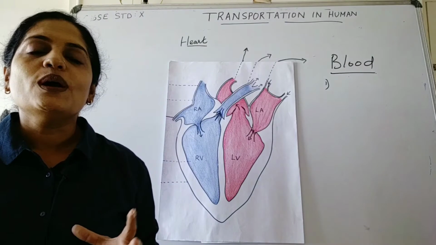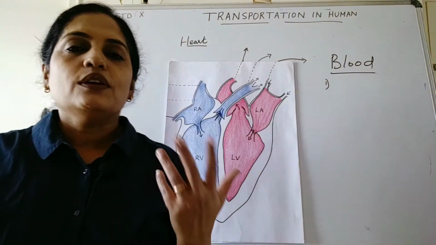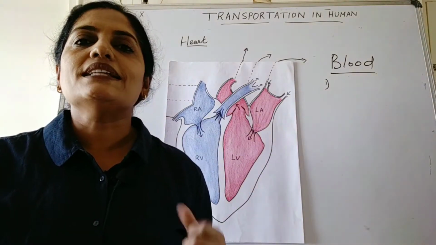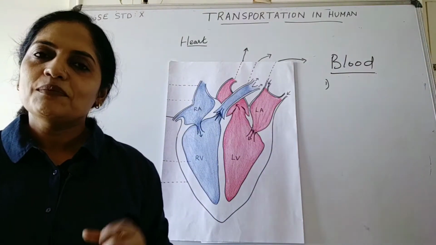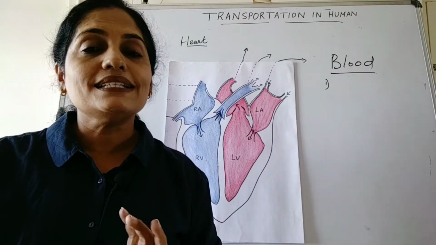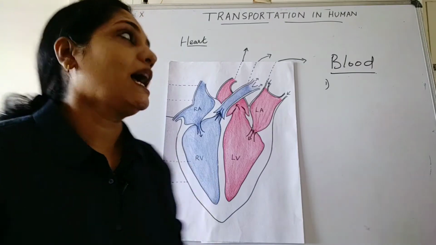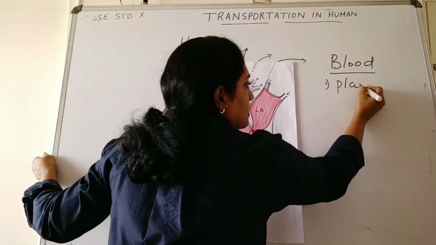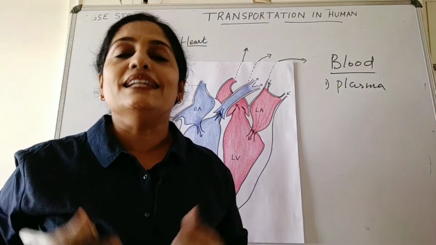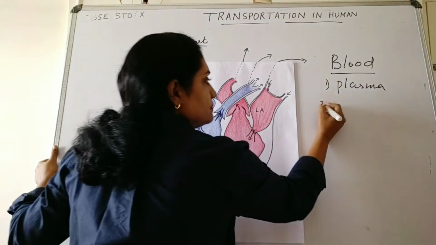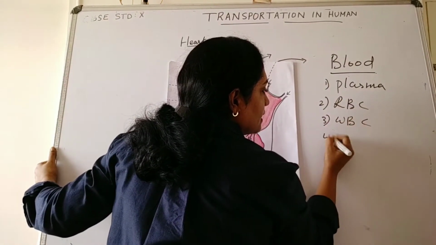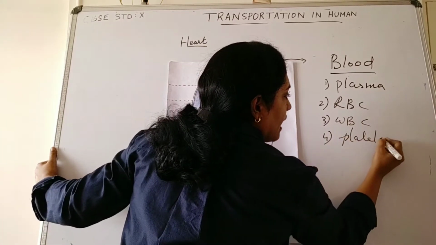As you all know, blood carries carbon dioxide, oxygen, nutrients and all other waste materials in our body. Blood is a fluid connective tissue. This blood contains a liquid medium called plasma, and many cells are suspended in it. Which are the cells? RBC, WBC and platelets.